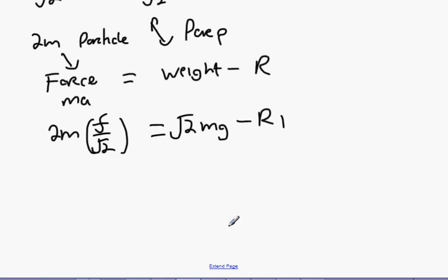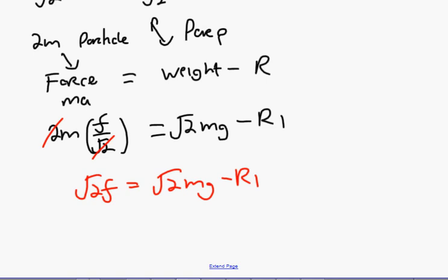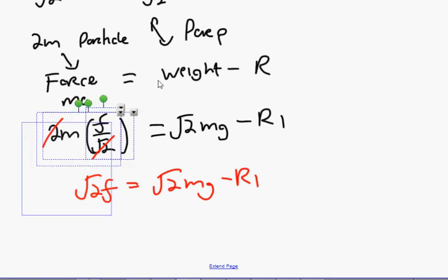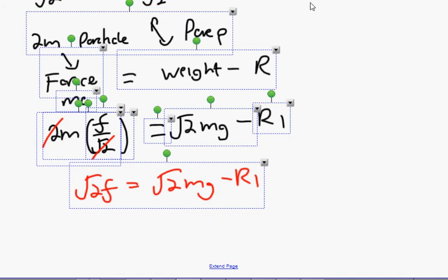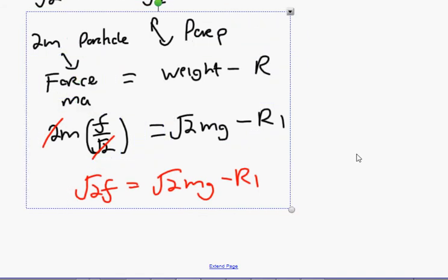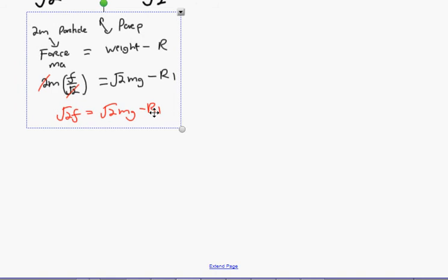I suppose what we can do now, on the other side, 2 cancels with root 2 to make another root 2. So this form is going to be root 2 F equals root 2 mg minus R1. Okay? And that's your first step in doing the acceleration of the wedge. The 2m particle perpendicular.